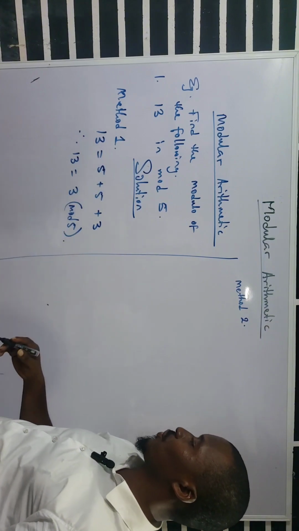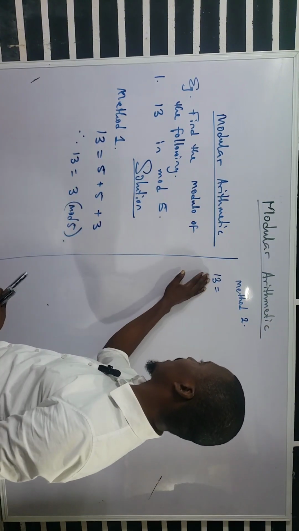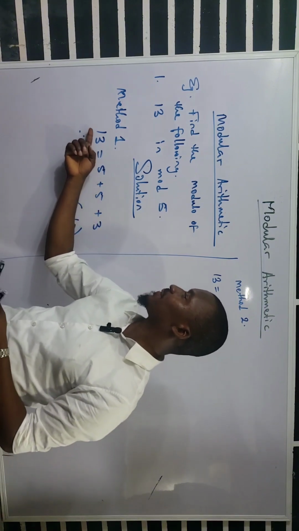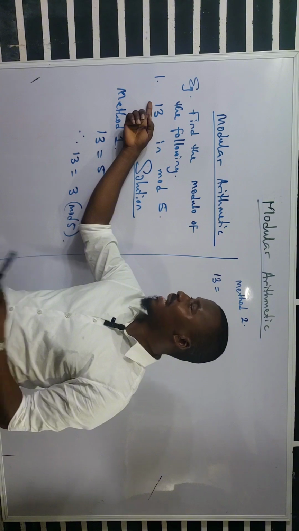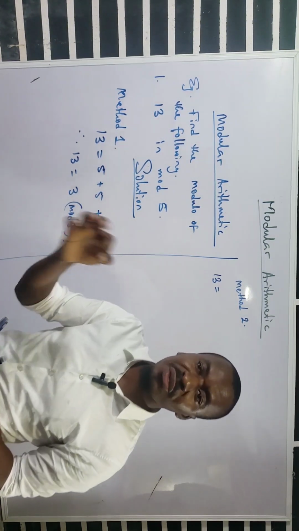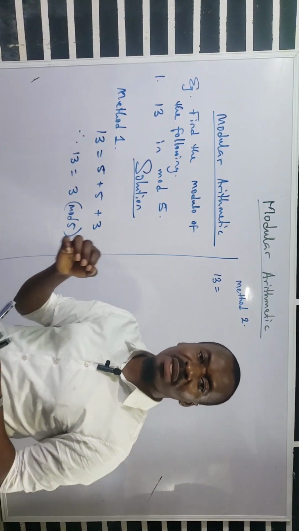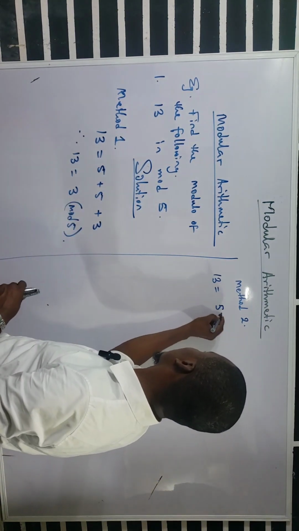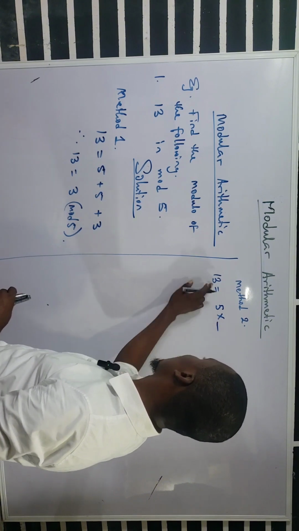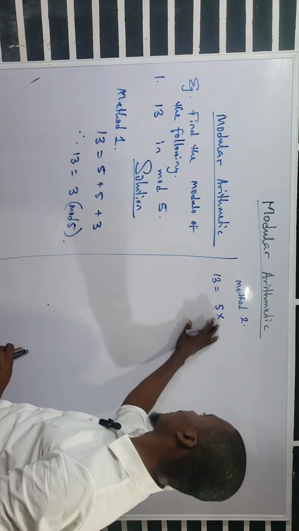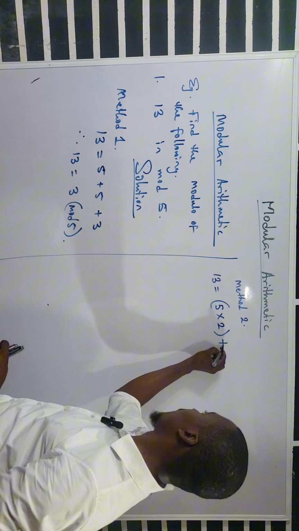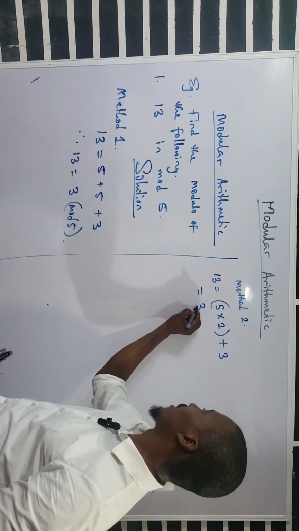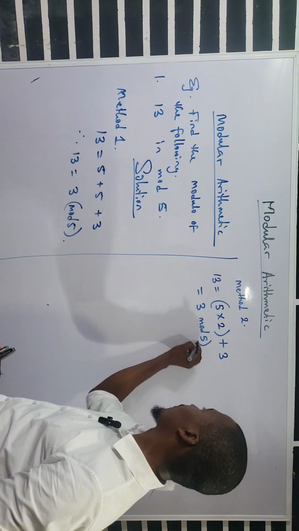Now the second method we are going to use is close to this. If I have 13, I'll ask myself, 5 times which number will give me the closest value that is less than 13? So I will say 5 times a number which will give me a closest value to 13. That's 2. Then plus, what do I need to add to that to get 13? 3. So that will give us 3 modulo 5.